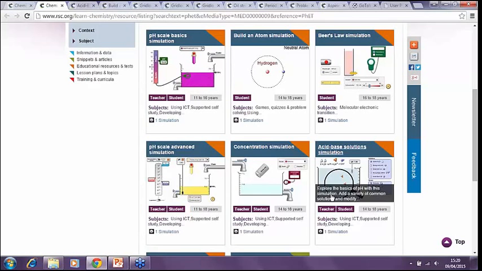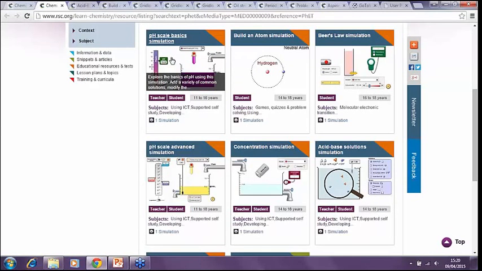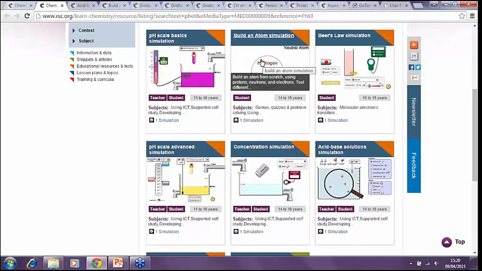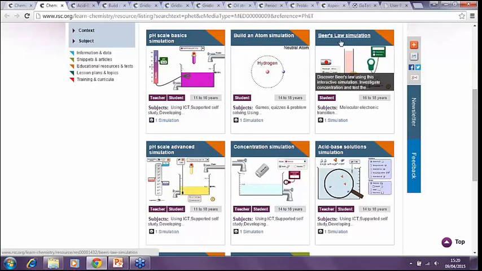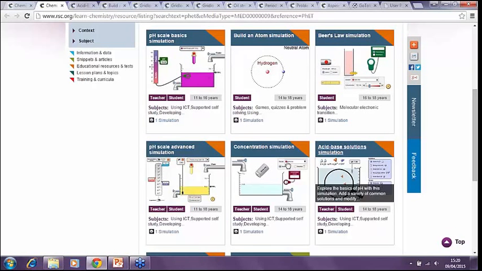Like I said, there's lots more of them on there. You can look at the pH scale. There's a build that's suitable for younger students there, but you can look at things on that one such as the electronic structure, look at ion formation and stability of ions as well. So there's lots of different things you can do, and there's a Beer's Law one as well. Okay, so that's the PhET simulations.